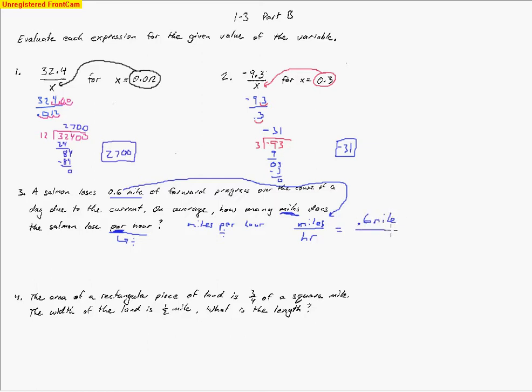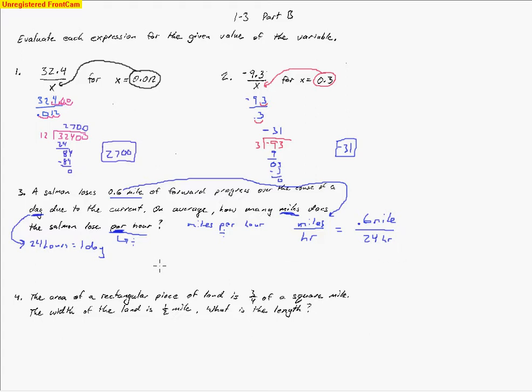And we're dividing by the number of hours. Well, it says that it does 6/10 of a mile in a day. So we have to know how many hours are in a day. Well, we should know that 24 hours equals 1 day. And so what we're going to do is divide by, instead of a day, 24 hours. So let's go ahead and set up our problem.